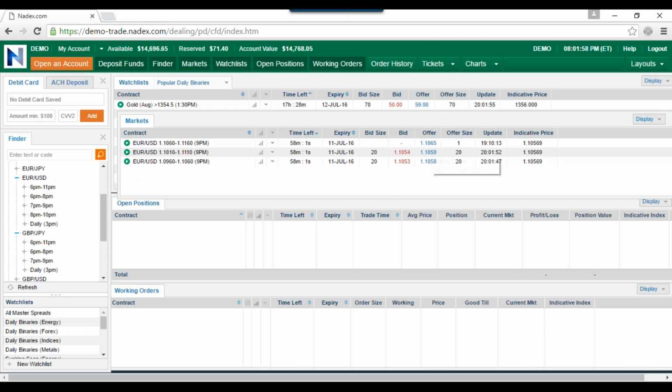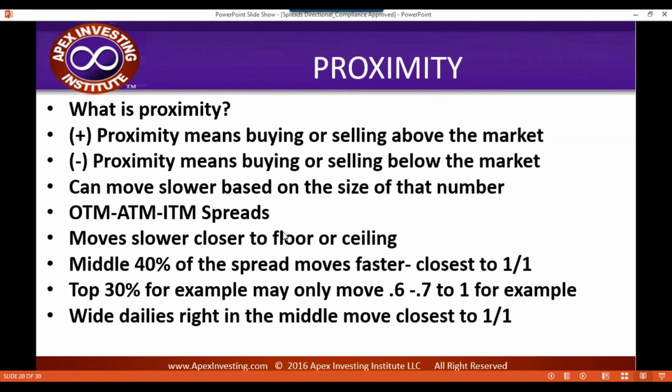Okay, but look at this middle spread. The market's at what? 1056, you can buy it for 1058, 1059. Okay, those middle spreads move a little bit faster, tick for tick, dollar for dollar, because there's not normally as much premium in those middle spreads or those longer spreads. Okay, so spreads can move slower when they're right close to the floor or ceiling.